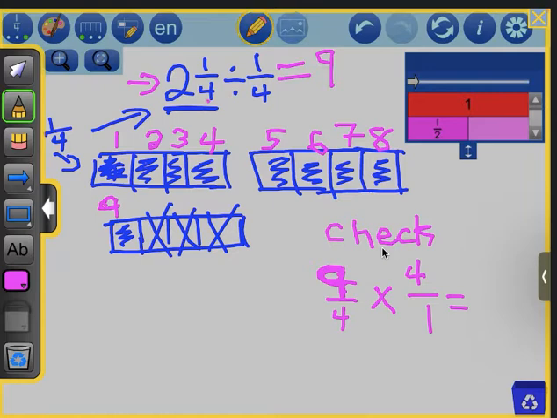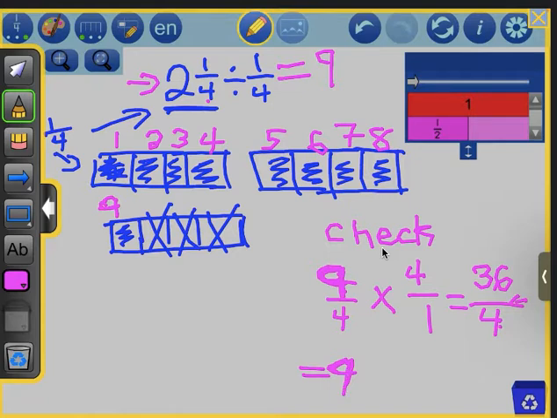So 2 times 4 is 8, plus 1 is 9. Okay, 9 times 4 is 36, and 4 times 1 is 4. Okay, and 36, remember this fraction here means a division symbol, right? And 36 divided by 4 equals 9. So it does check out.